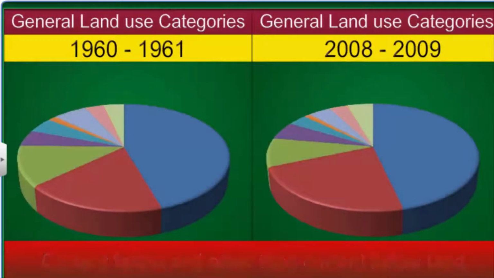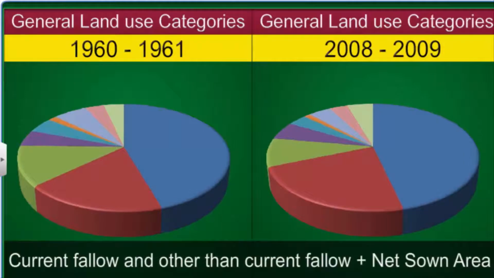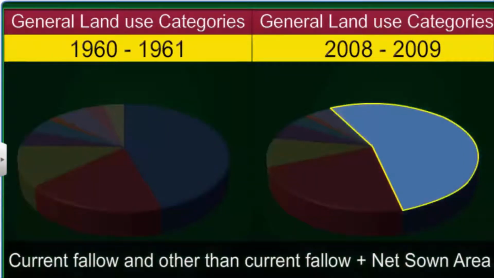However, if these lands are included in the net sown area, since these lands are cultivated once or twice in 2 or 3 years, the percentage of net sown area goes up to 54%.